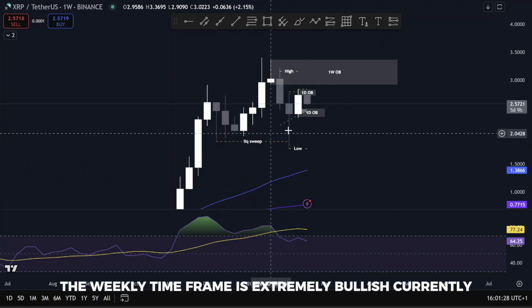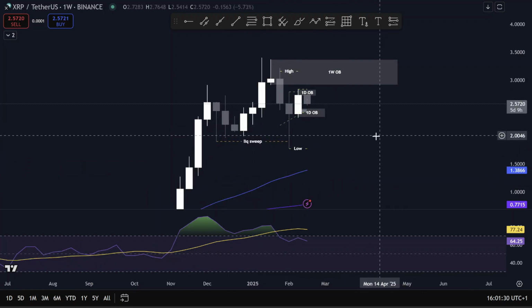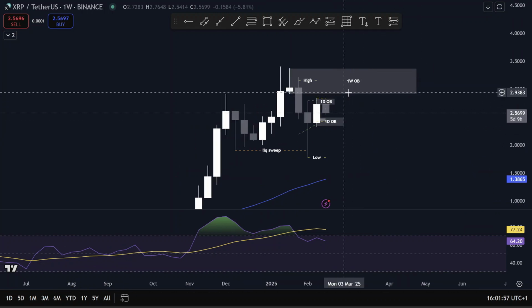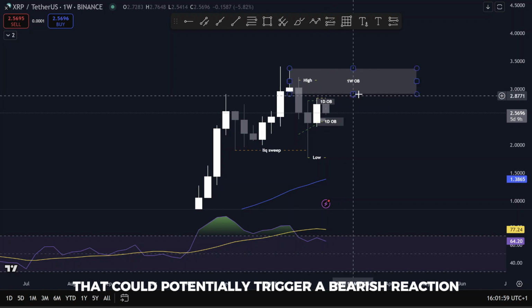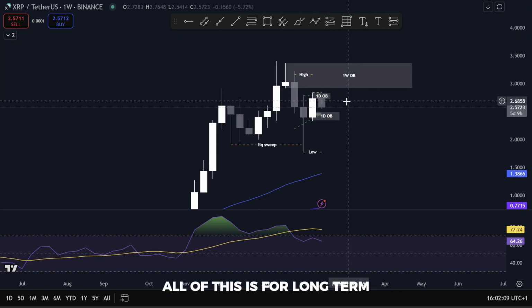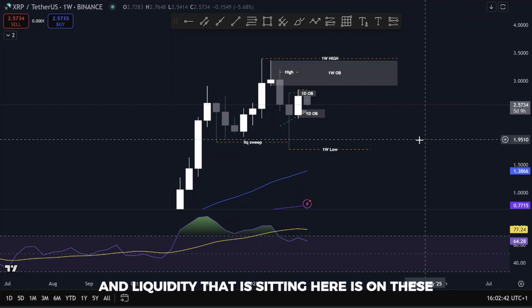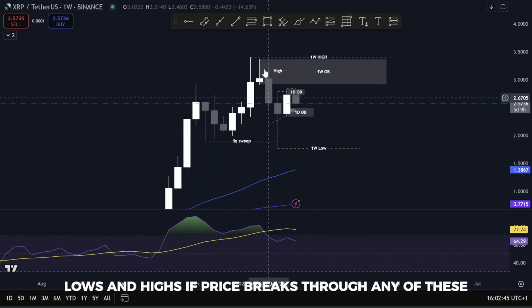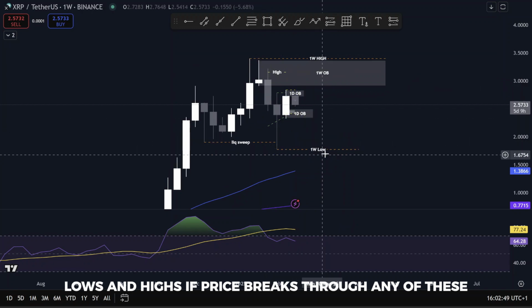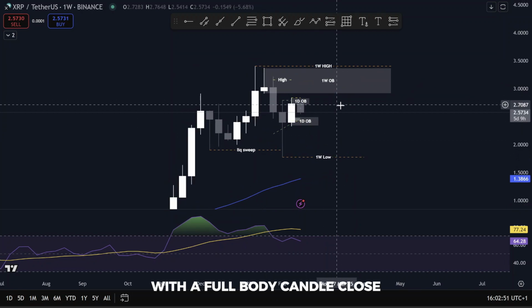The weekly time frame is extremely bullish currently, but it has a strong order block sitting above the price that could potentially trigger a bearish reaction. All of this is for the long term, and liquidity that is sitting here is on these lows and highs. If price breaks through any of these with a full body candle close, it should give us a clear indication of where it wants to go in the long term.